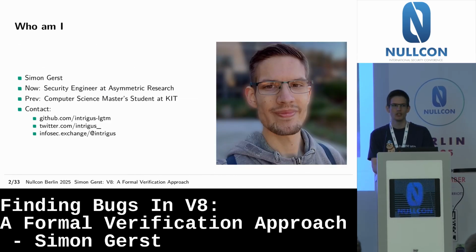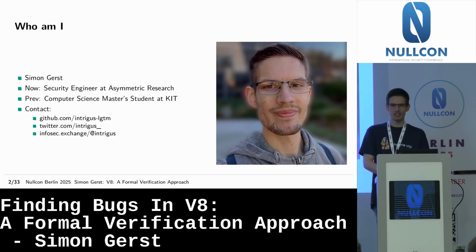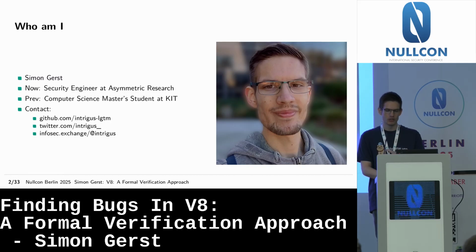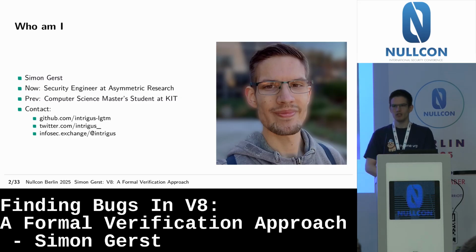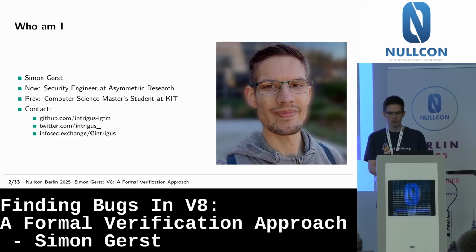I'm a security engineer at Asymmetric Research, and previously I was a computer science student at KIT. Much of what I'm going to talk about is born out of research I did during my studies. In a high-level nutshell, I wrote a tool to automatically find some bugs in the JavaScript engine V8, in a very specific part of the code. And then I use the counterexamples I get to automatically generate JavaScript proofs of concept.